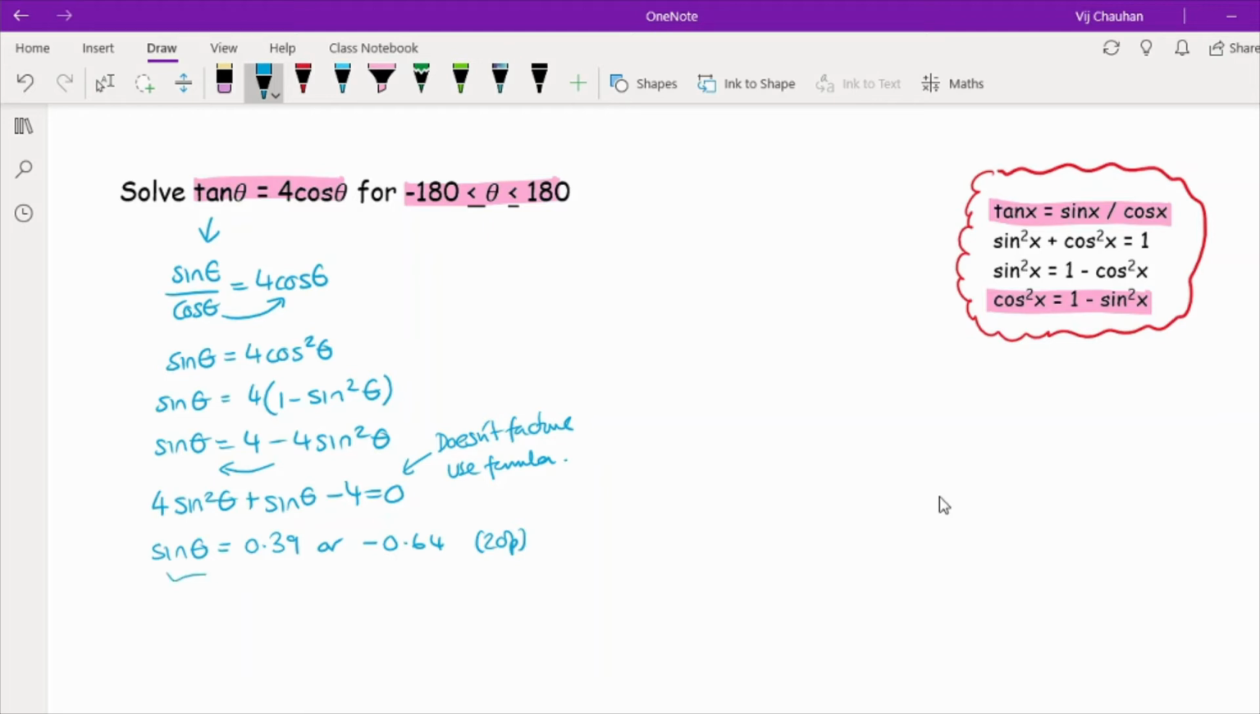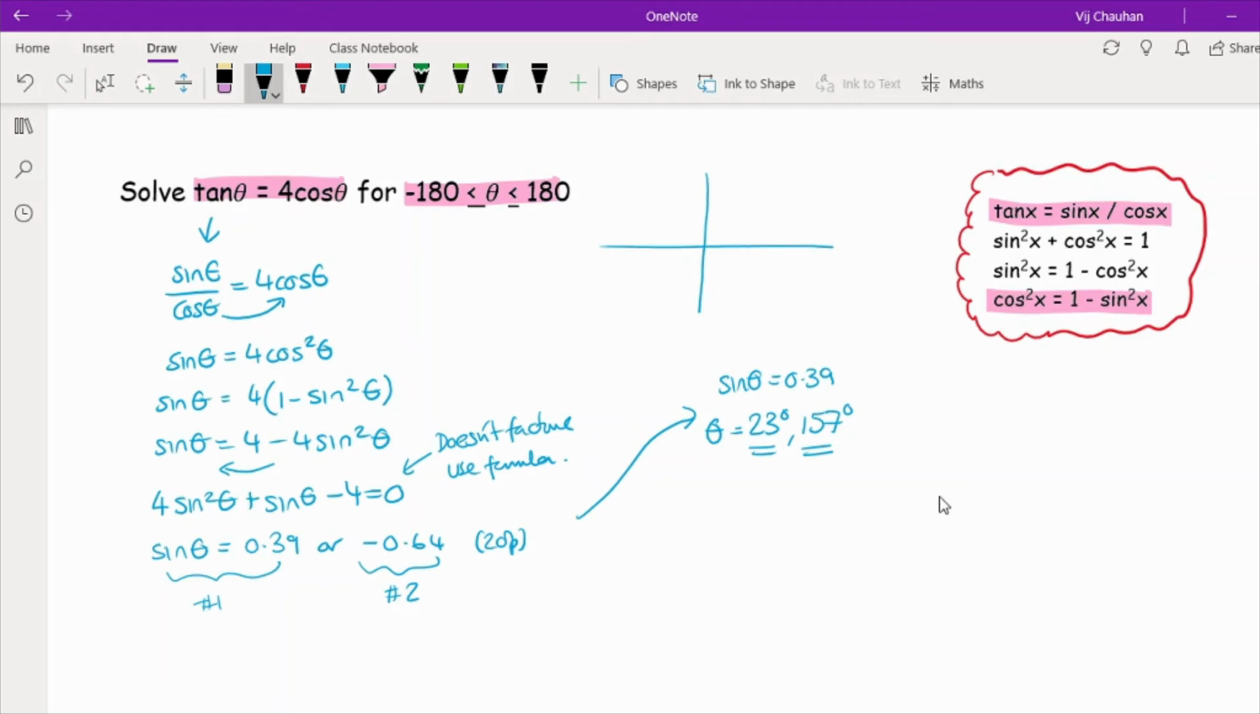So if I just call this hashtag 1 and this hashtag 2, because I need to find the respective values of theta for those two values, and I'm just going to take it over here. So here I've got sine theta equals 0.39. If I do the inverse sine of 0.39, I get a value of 23 degrees to the nearest degree, and then if I use the graph or use CAST, whichever you prefer, I get my second angle as 157. And lo and behold, they all lie within the range.